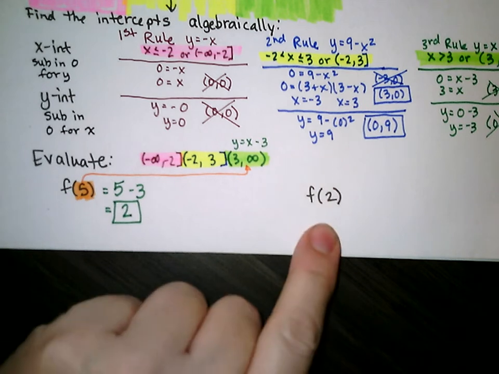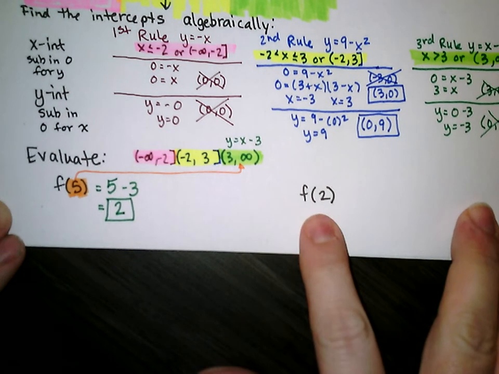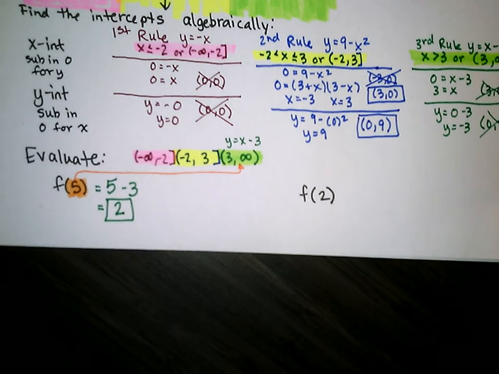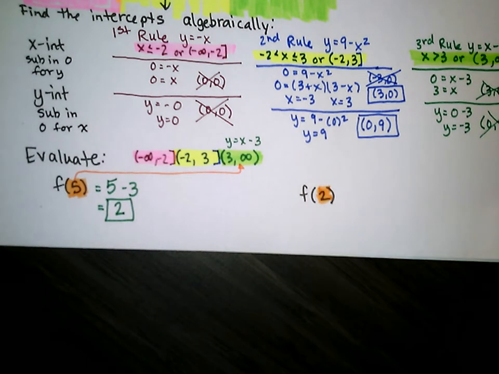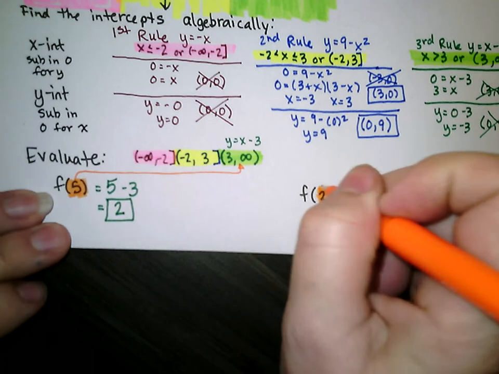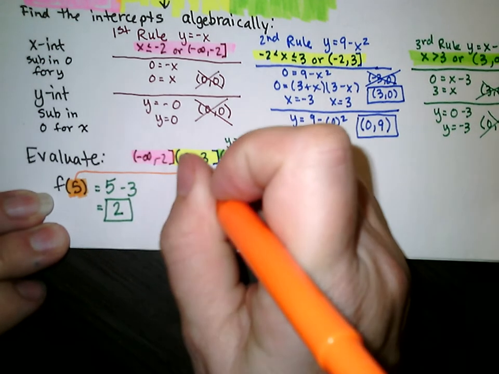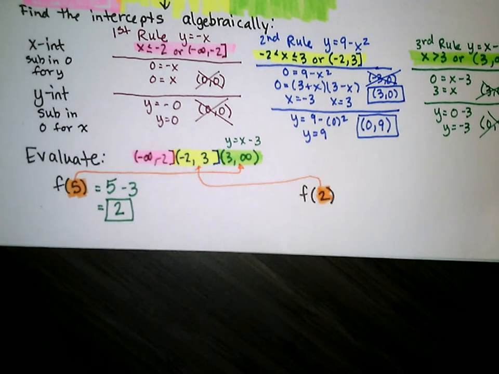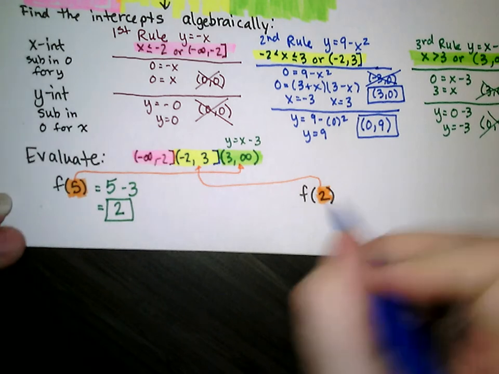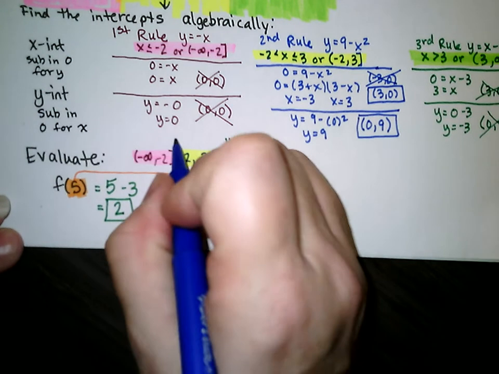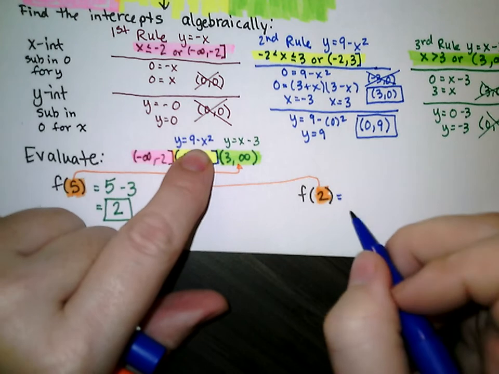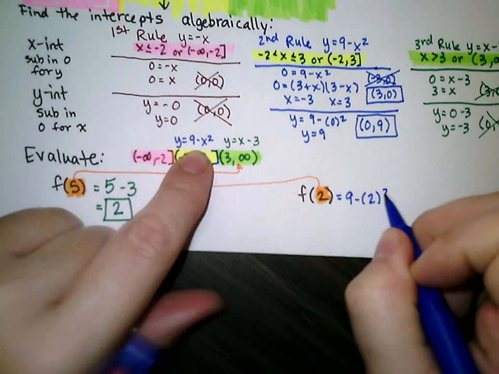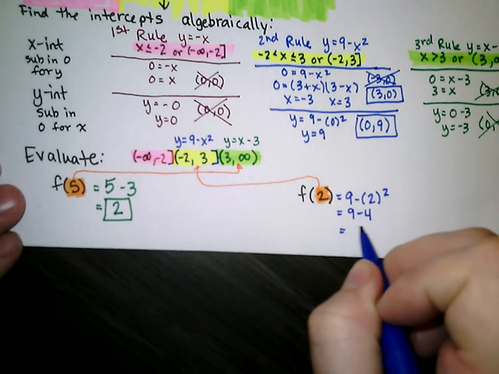And then I'll do the same thing here when they ask me to find f of 2. So f of 2 is going to be in this zone between -2 and 3. It lives in that zone. So I'm only going to substitute x equals 2 into the yellow zone function, which was y equals 9 minus x squared. So f of 2 will equal 9 minus 2 squared, so 9 minus 4, so that will give me 5.